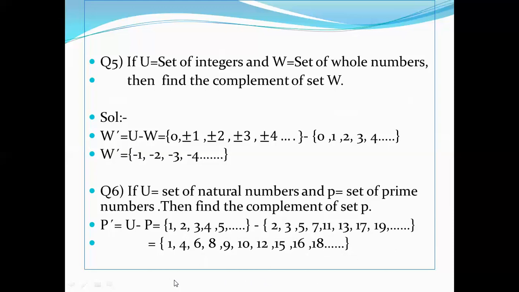So this is the last question of this exercise. I hope you will understand all these four questions, which have two types of concepts: one is the complement and the other is the difference.